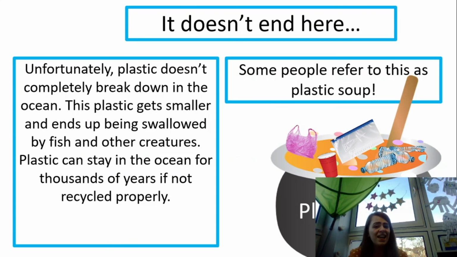So unfortunately, this problem doesn't end here. Plastic doesn't completely break down in the ocean. If you've got a big bit of plastic, like a plastic bag, over time it will get smaller and smaller, but the little wee tiny bits of plastic are still going to be there. They're just going to be really, really tiny and microscopic, but plastic doesn't really go away. And some people refer to this as plastic soup.